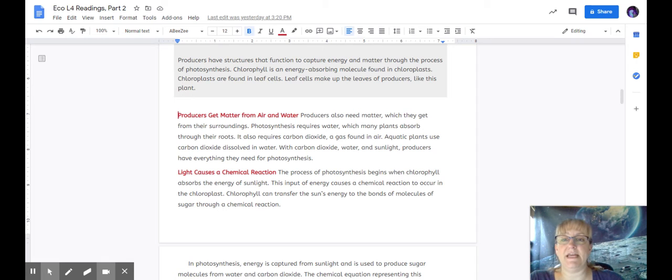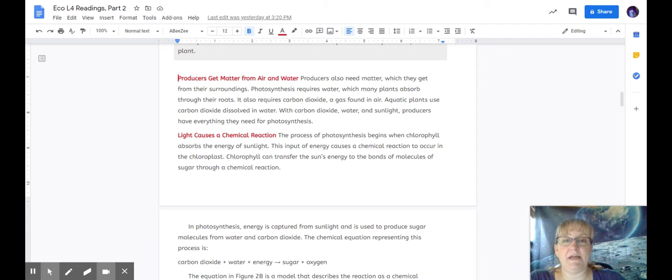This is called Producers Get Matter from Air and Water. Producers also need matter, which they get from their surroundings. Photosynthesis requires water, which many plants absorb through their roots. It also requires carbon dioxide, a gas found in air. Aquatic plants use carbon dioxide dissolved in water. With carbon dioxide, water, and sunlight, producers have everything they need for photosynthesis.